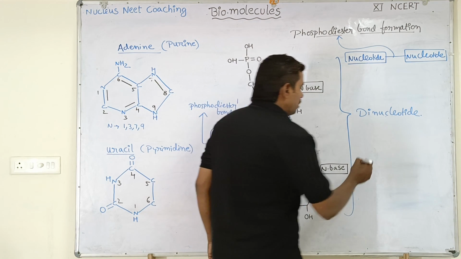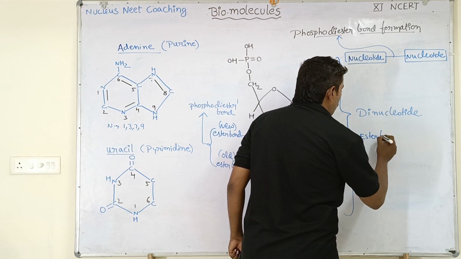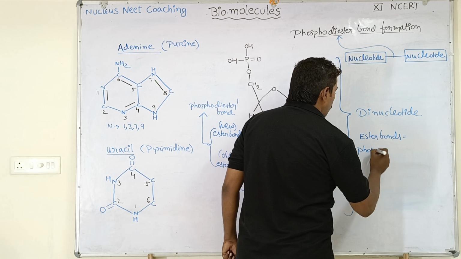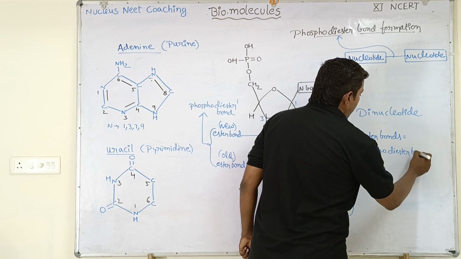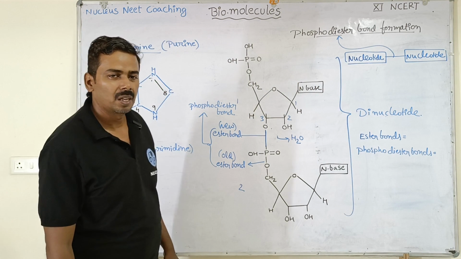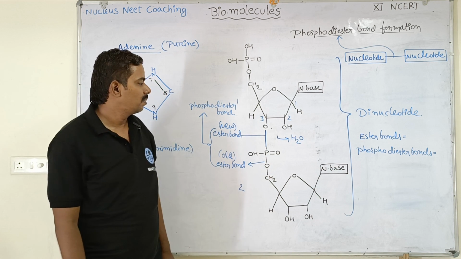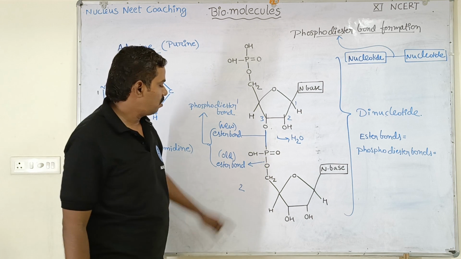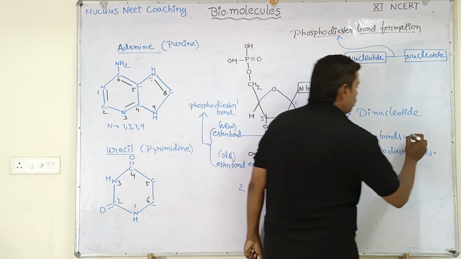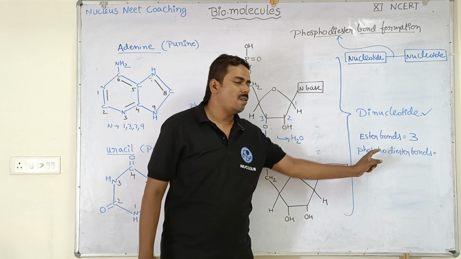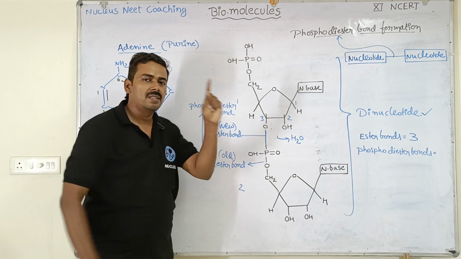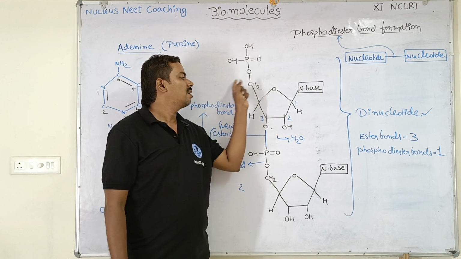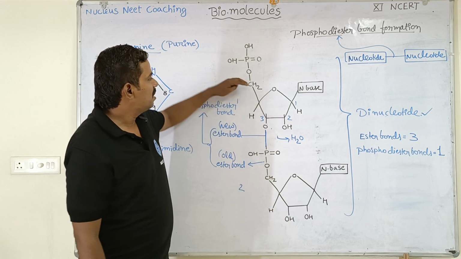Now I will ask you a simple question. What is the number of ester bonds in a dinucleotide, and what is the number of phosphodiester bonds in a dinucleotide? What is your answer? Come on, guess. How many ester bonds are present in a dinucleotide? Look here, already there is one ester bond here, one more ester bond, and one more ester bond. So how many ester bonds? 1, 2 and 3. So a total of 3 ester bonds are present in a dinucleotide. And how many phosphodiester bonds are present in a dinucleotide? So 2 ester bonds combined together is equal to 1 phosphodiester bond. So there is only one phosphodiester bond. So we should not consider this ester bond under phosphodiester bond. Okay, so this is a separate ester bond.